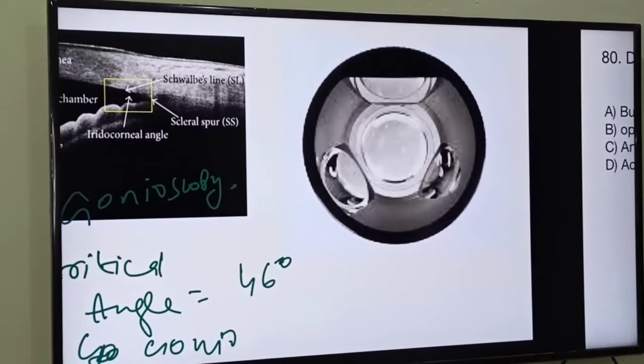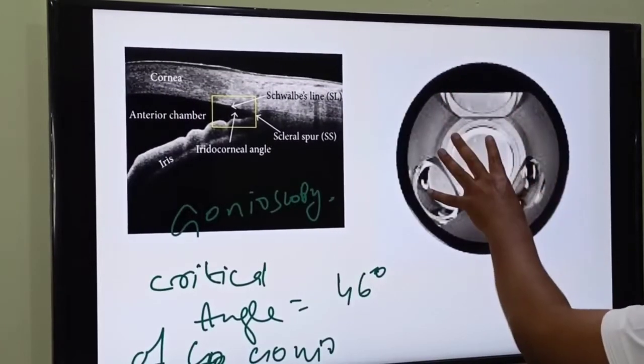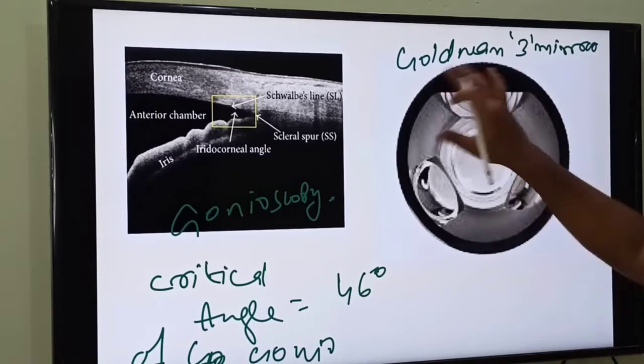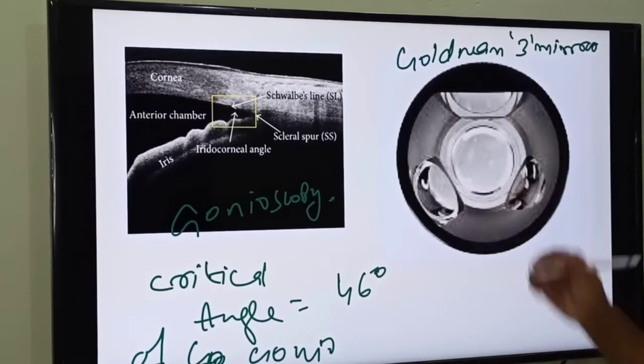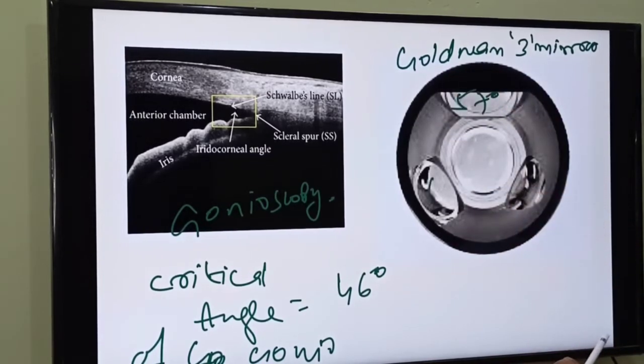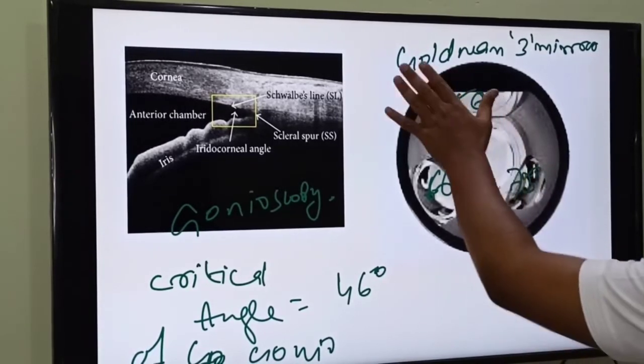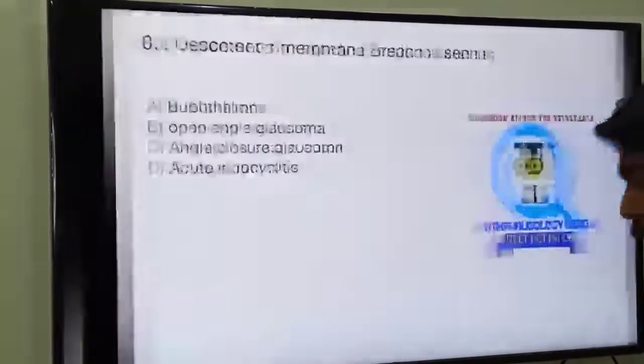And what is this? This is Goldmann 3 mirror for gonioscopy. 1 mirror, 2 mirror, 3 mirror. It is 59 degree, 67 degree, 73 degree. So you need not remember these angle degrees, but remember this is the Goldmann 3 mirror.